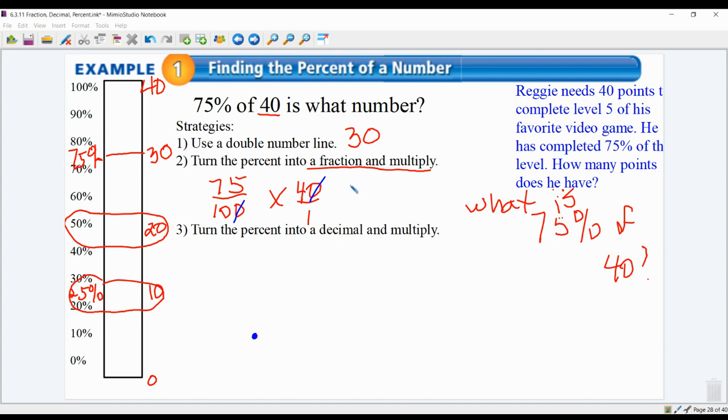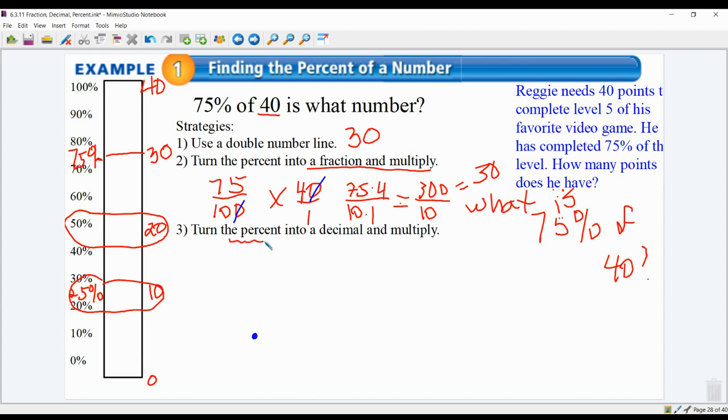75 times 4. So now I have 75 times 4 over 10 times 1. And when I do 75 times 4, I get 300. Oops, that looks like a divide by. I get 300 over 10. And I already know the answer is 30 because we did it with the double number line. That's turning the percent into a fraction and multiplying.